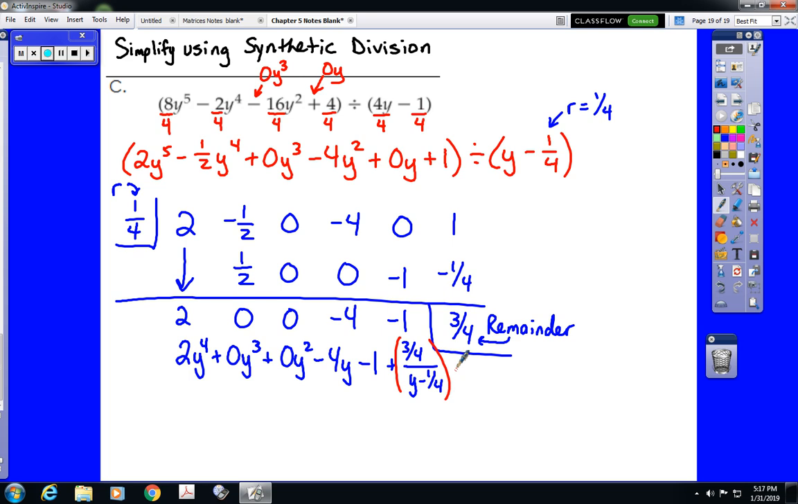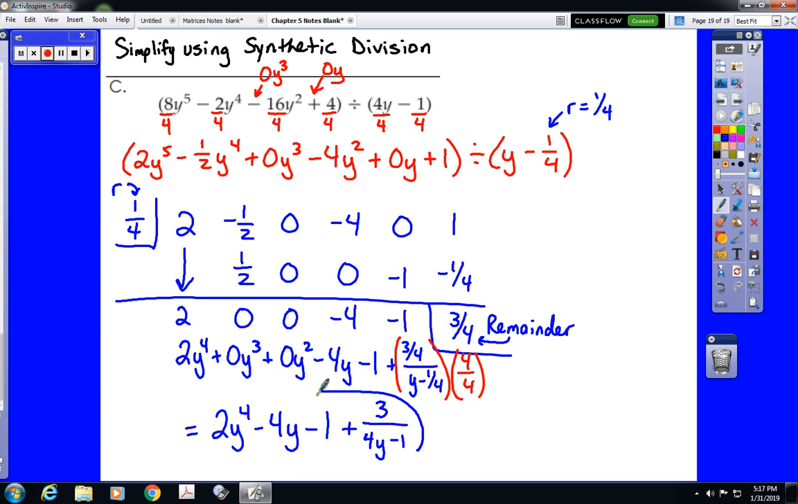So there's actually 2 things we can do to clean this up. The first is to multiply the remainder by 4 over 4. And the second is we don't really need to include the terms that have 0 coefficients. So our answer should be 2y to the fourth minus 4y minus 1 plus 3 over the original divisor 4y minus 1. And if you leave the 0 terms in there, that would not be incorrect.